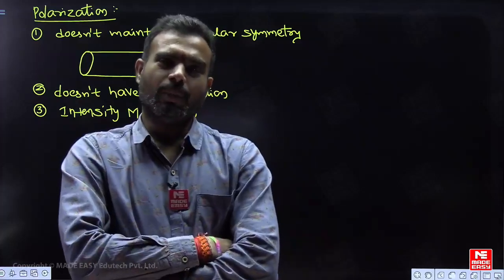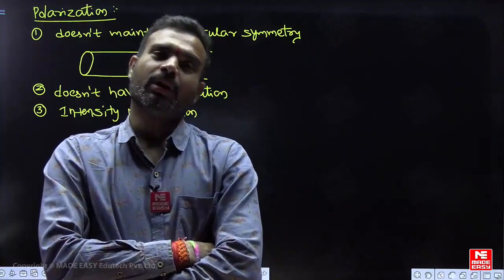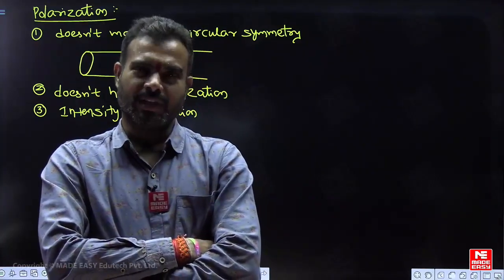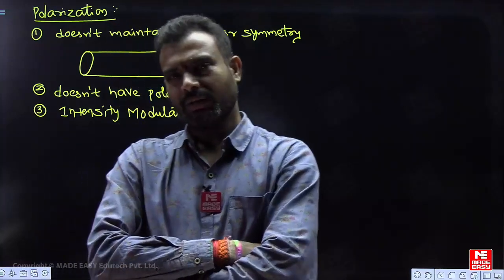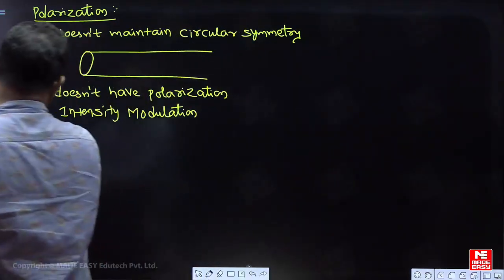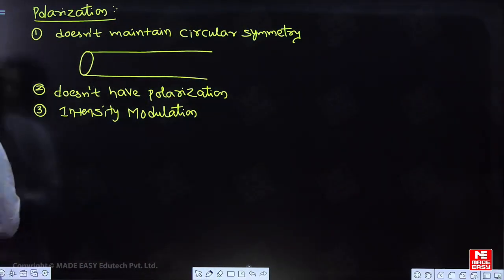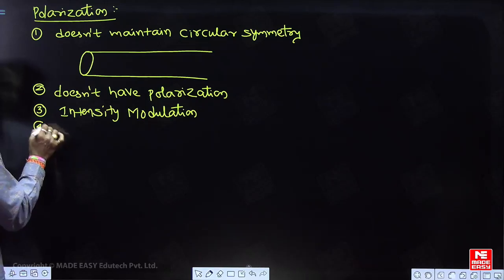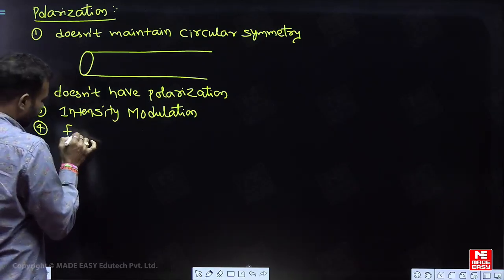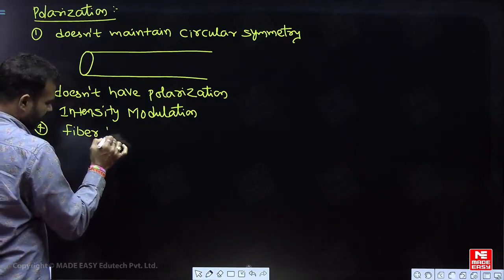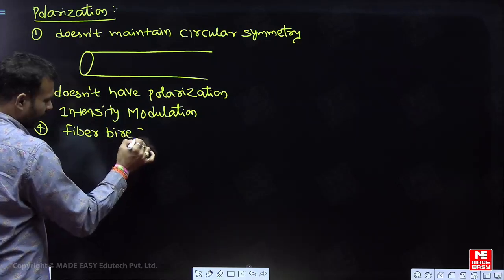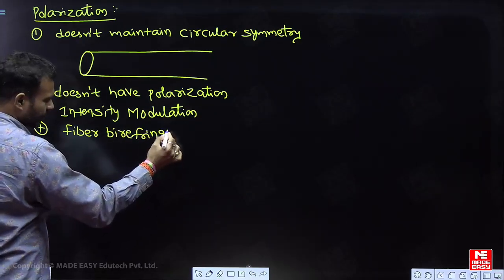To know up to what extent the polarization has been preserved for your signal by using intensity modulation can be found out by using the fiber birefringence. It is called fiber birefringence.